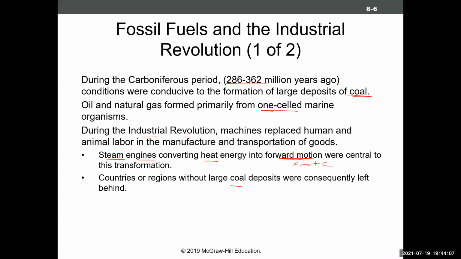And if you didn't have coal deposits or some sort of fossil fuel to use, coal or oil, you were left behind because you weren't able to run these machines. So it was the countries that actually had access to these deposits that were able to kind of keep up with how things were changing, and those became your developed countries.